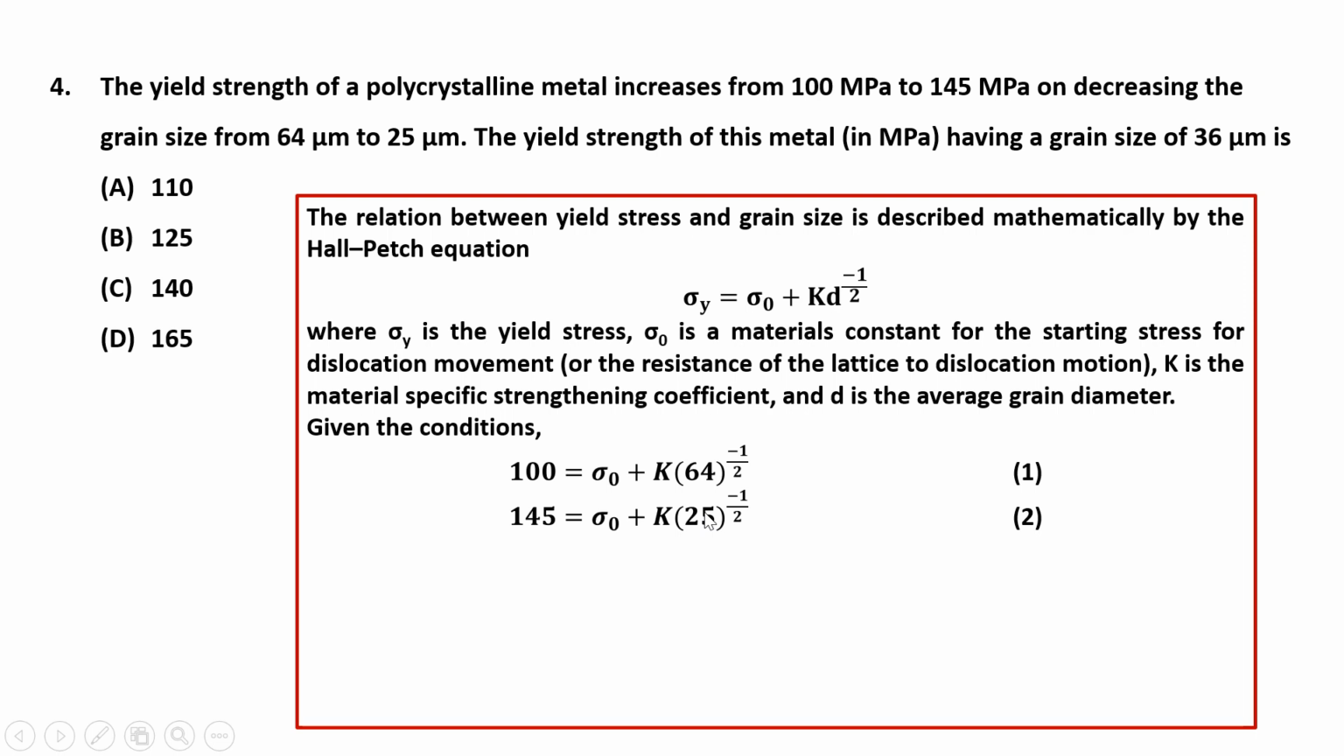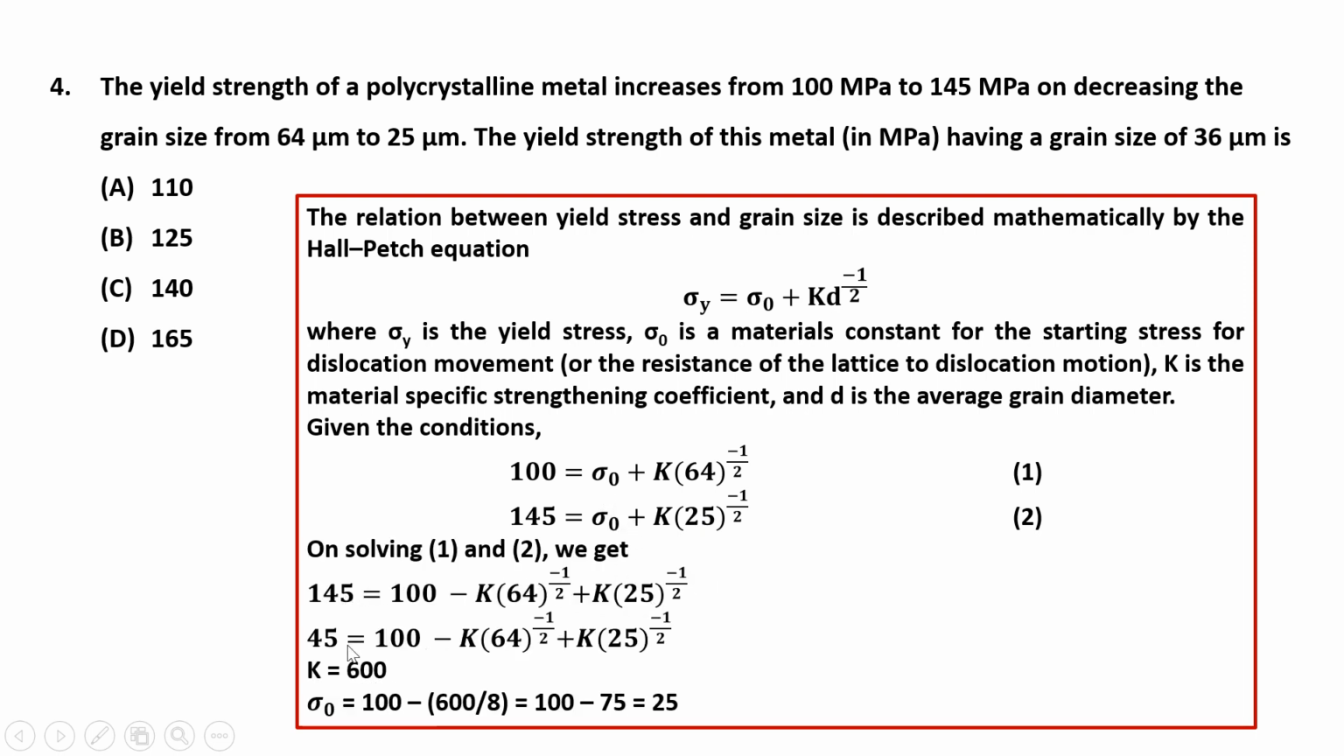So this is the case. We have two equations, and on solving, we got k equal to 600 and sigma 0 equal to 25. Now we have to find the yield strength of this metal having a grain size of 36. The question is asking for sigma y when D is given.